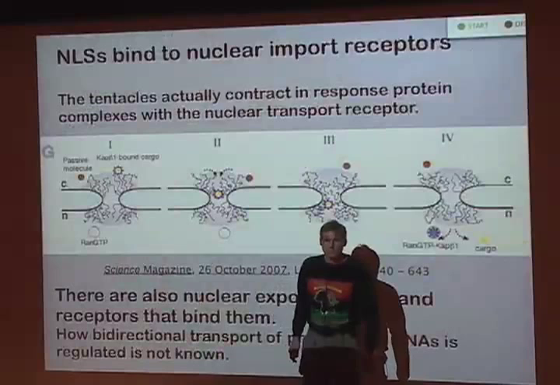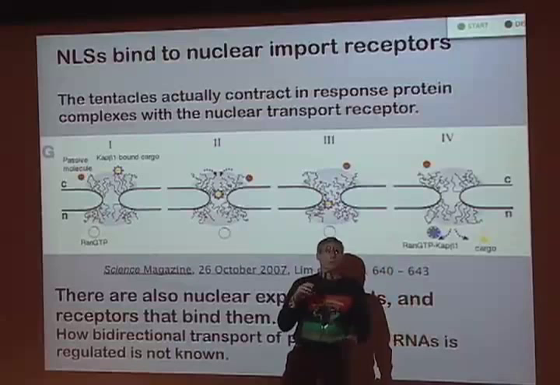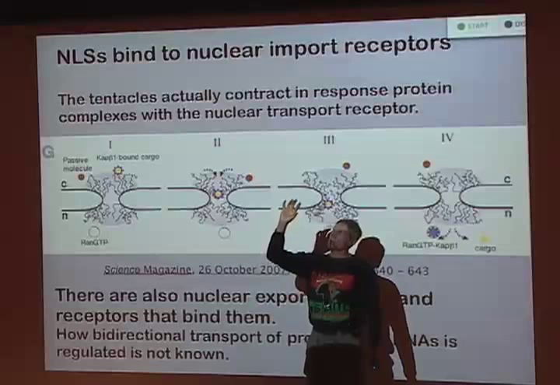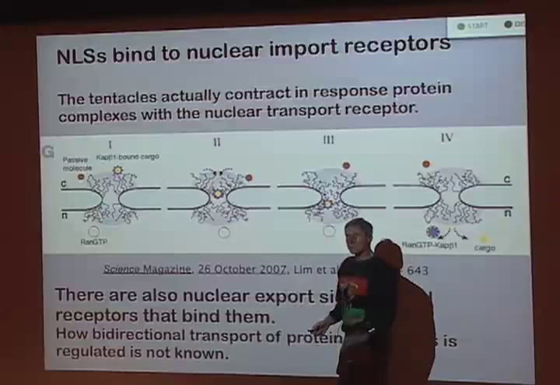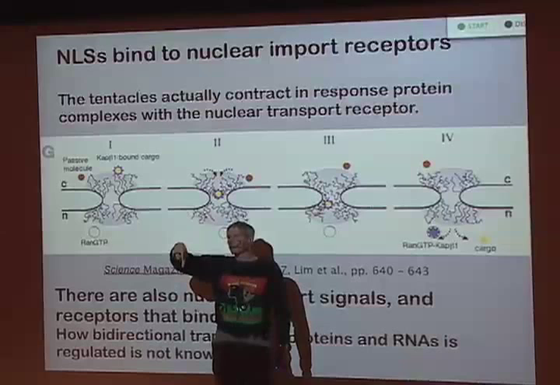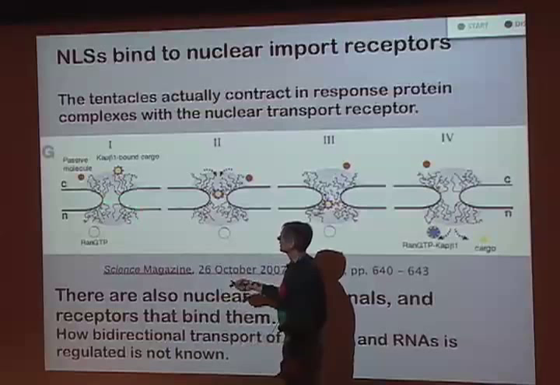It used to be thought that the receptors kind of ratcheted down, right? But recently, last year in fact, it was discovered that these tendrils actually are more like a sea anemone than we thought. They actually contract when they bind the nuclear import receptor. If you've ever stuck your finger in a sea anemone in the ocean, sea anemones grab your finger and try to pull it in. That's what these things do. So, it's a little more complicated than this.